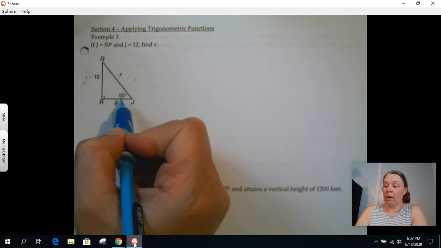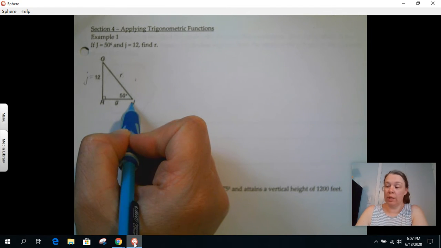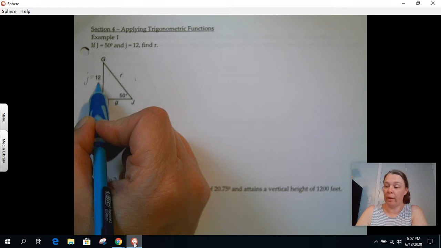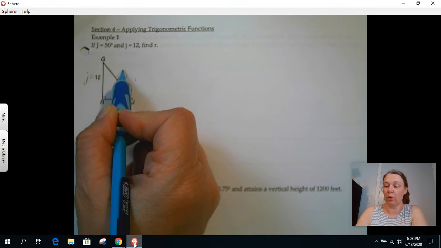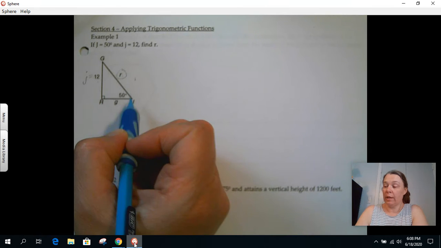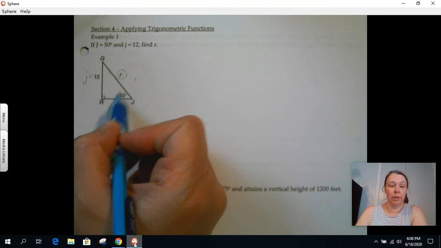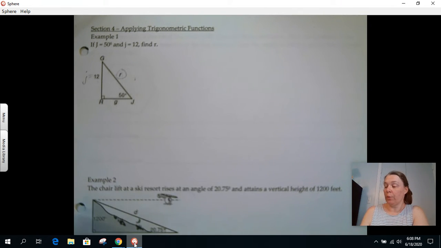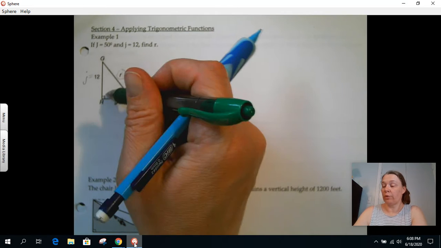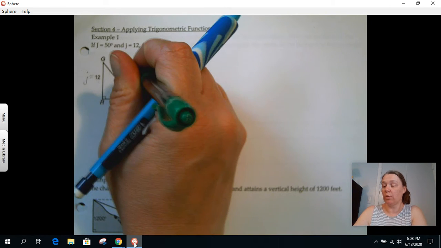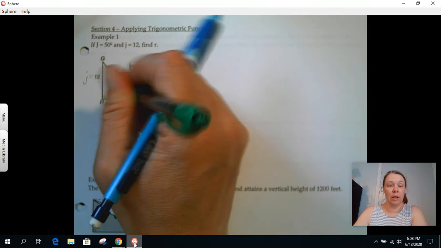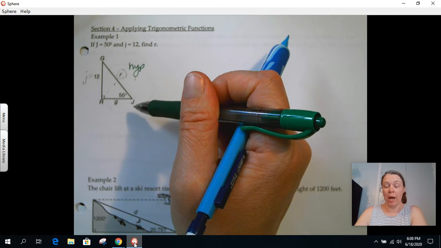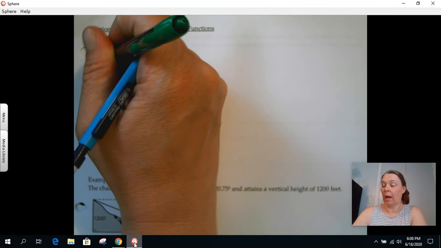Okay. So we know angle J is 50 degrees. We know side j is 12, and we want to find r. So this is what we're looking for. Everything is going to relate back to this angle here, angle J. So the side I'm looking for is across from the right angle. That's my hypotenuse. And the other side that I know is across from J. So that's my side opposite.